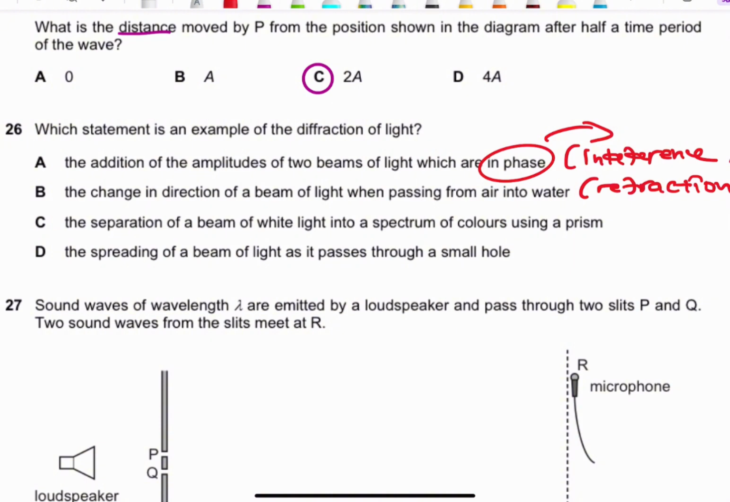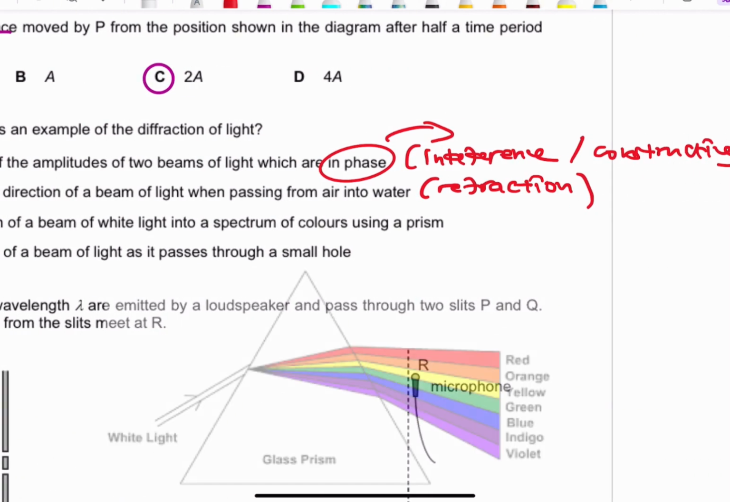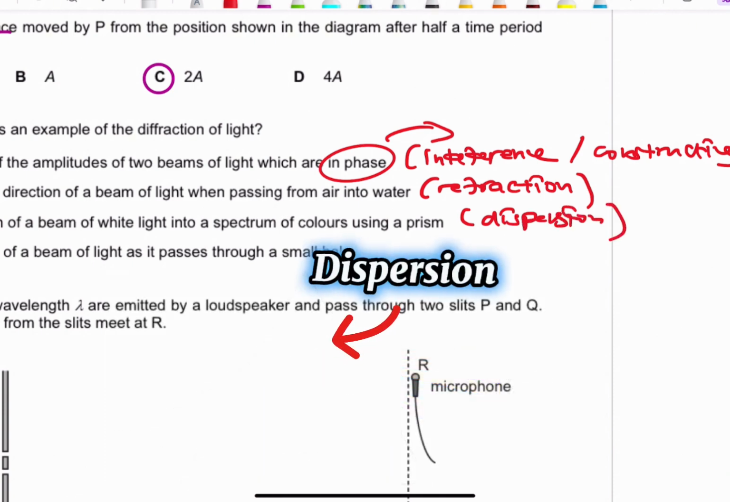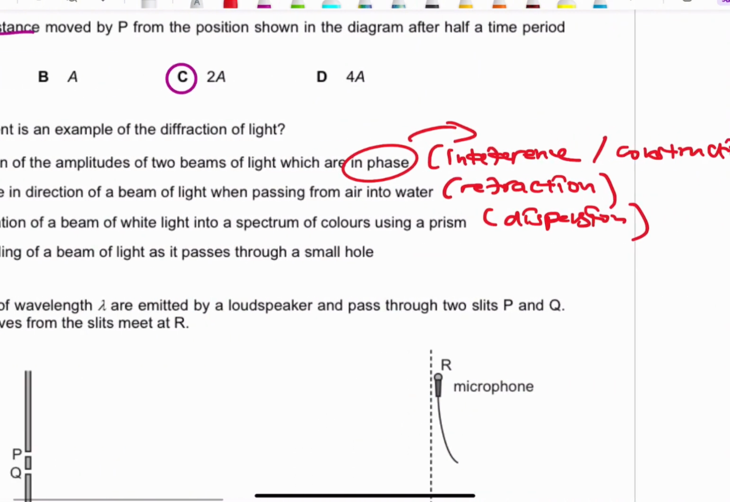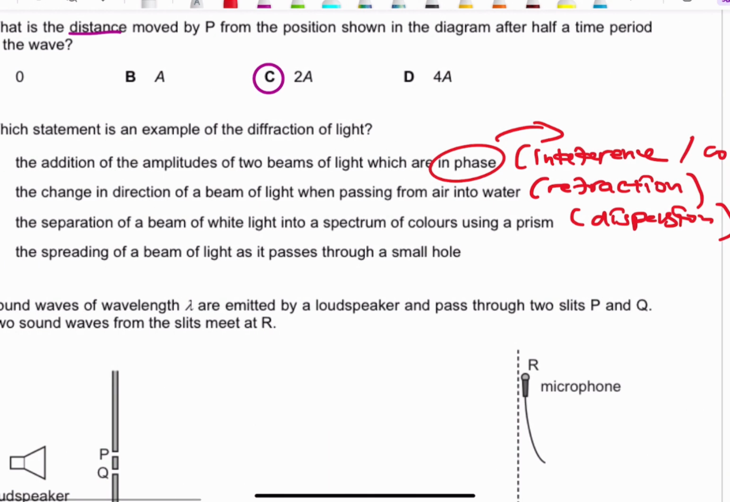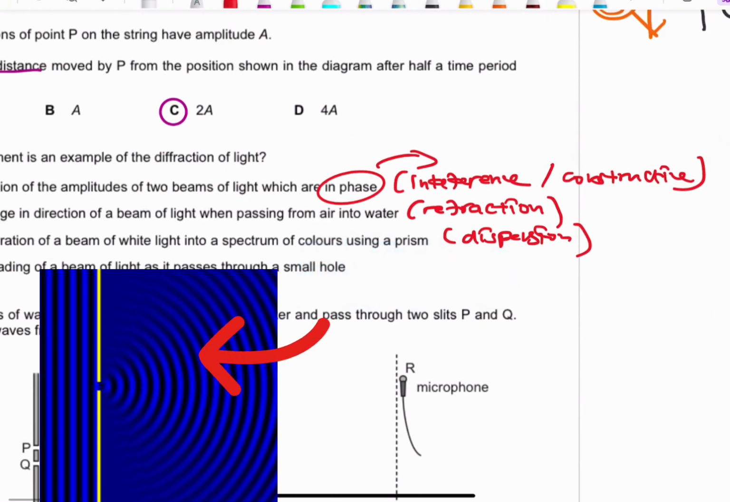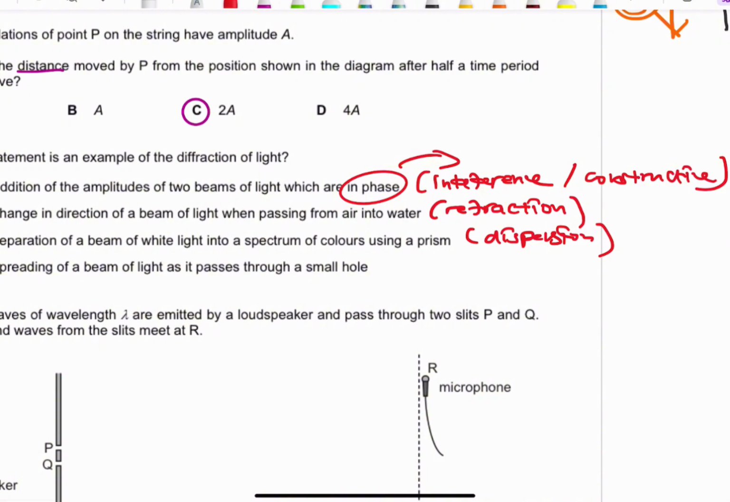The separation of a beam of white light into a spectrum of colors using a prism. Newton discovered this, and it's actually known as dispersion. The spreading of white light is scattering out into a different spectrum of colors, right? And the spreading of a beam of white light as it passes through a small hole, guess what? That's diffraction. The spreading of light, as you can see on the screen, the spreading of light into the geometrical shadow as it passes through a small hole.